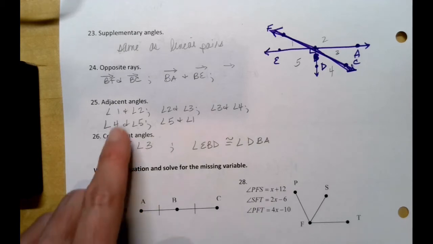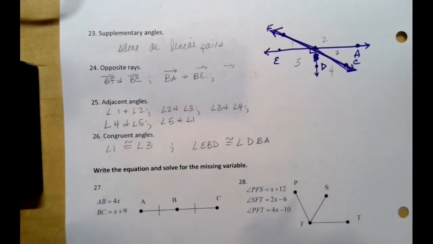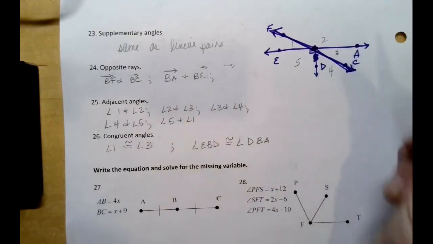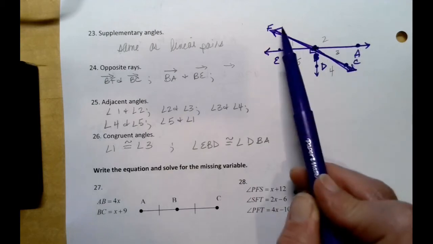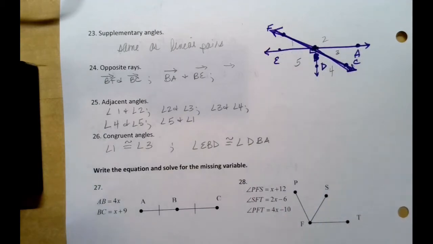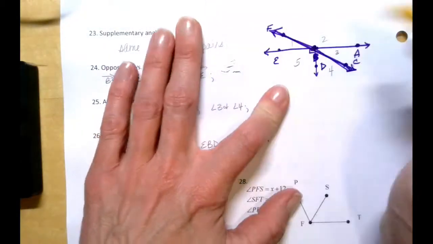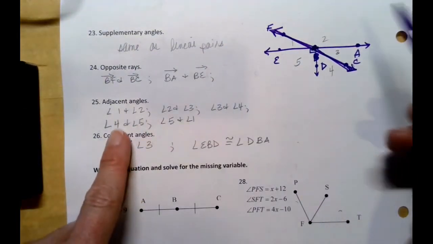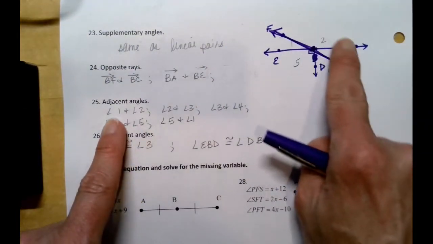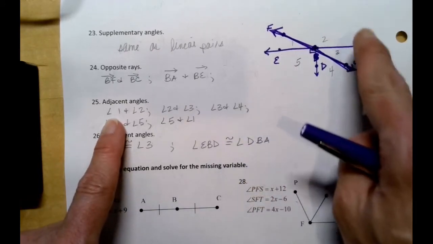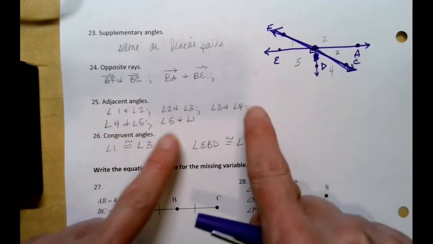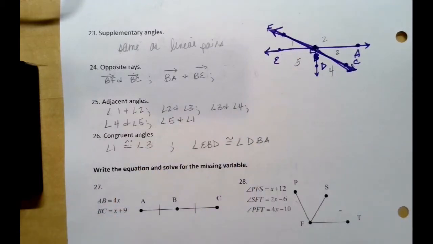My opposite rays are going to be any place with this vertex B that creates a straight line. So BA, BE, BF, and BC. I was looking for one more, didn't happen. Adjacent angles, and this is where the numbering of the angles makes it super easy. So 1 and 2, 2 and 3, 3 and 4, 4 and 5, and 5 and 1. Any angles that share that common side can be adjacent.